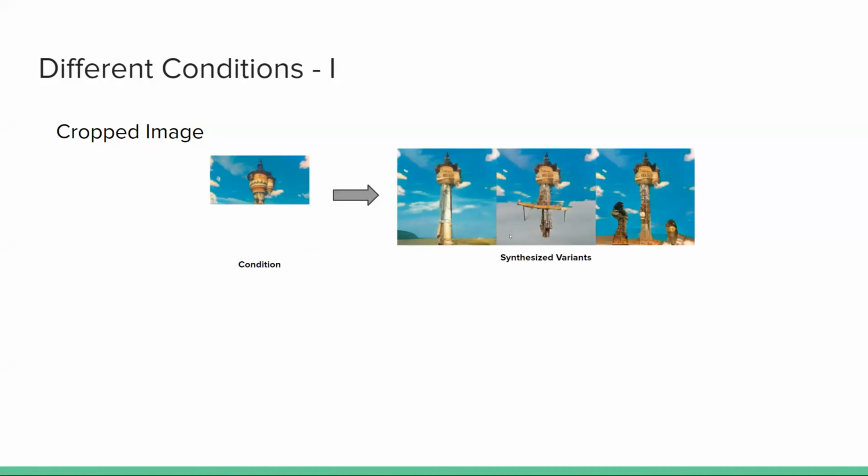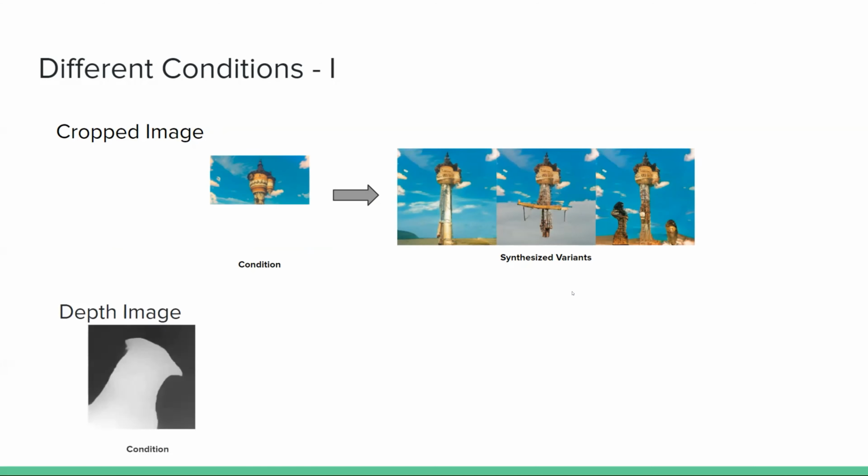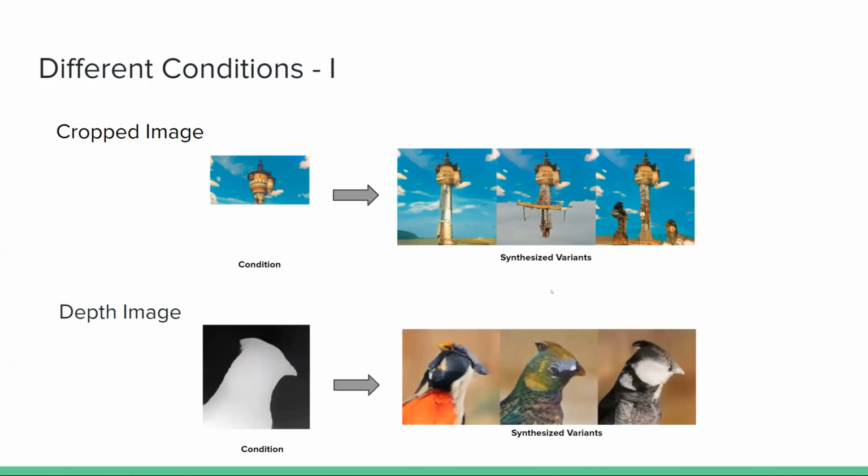In the next few slides, I'll be showing a few examples of the conditional input that we can provide to the network. The first one is the cropped image, and this is what the condition looks like in terms of the cropped image. And these are a few of the synthesis variants that were obtained from the architecture. Similarly, we also have a depth image, and this is what we get in terms of the depth image. And a few more examples would look like a semantically guided condition.